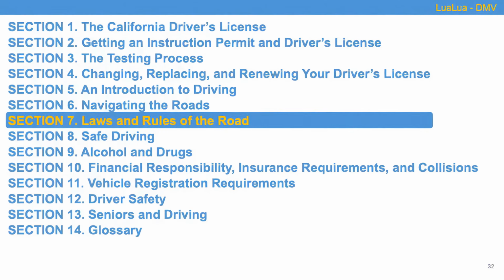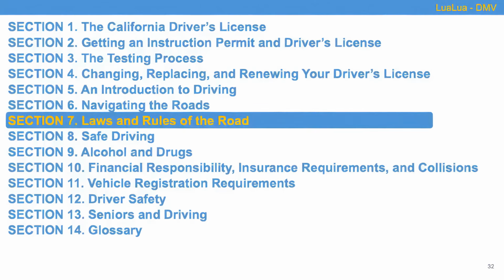Neighborhood electric vehicles, NEVs, and low-speed vehicles, LSVs. Watch for slow-moving vehicles when you see these signs or markings: NEV use only, NEV route. NEVs and LSVs reach a maximum speed of 25 miles per hour. They are restricted from roads where the speed limit is greater than 35 miles per hour.